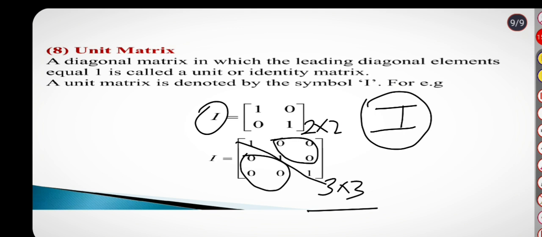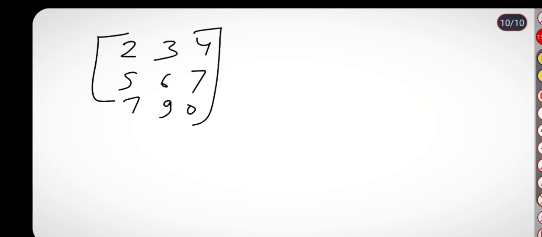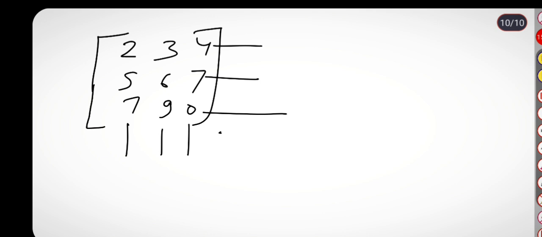Now next, here is an example. How to know the order of the matrix when this is the matrix 2 3 4, 5 6 7, 7 9 0. What is the order of this matrix? You can see there are 3 rows, 1 2 3, and 3 columns also, 1 2 3. So you can go with 3 cross 3 order. This is a 3 cross 3 order matrix.